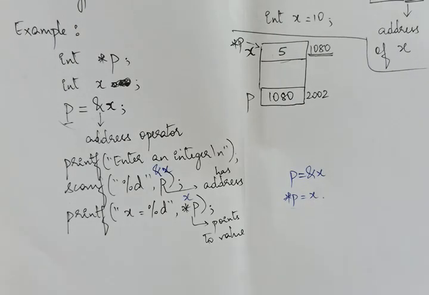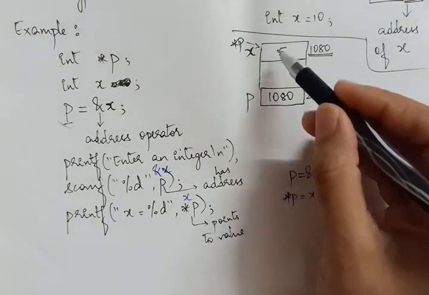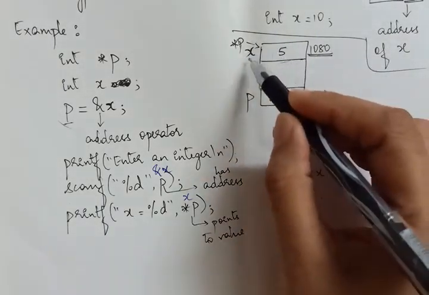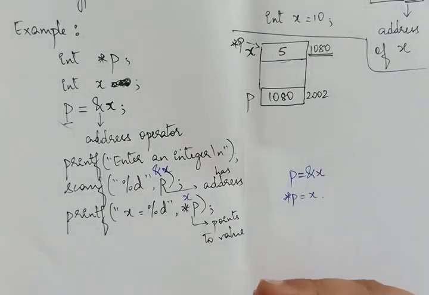Okay, continuing with the previous video. Now we saw that x address and x value is being accessed through the pointer variable.